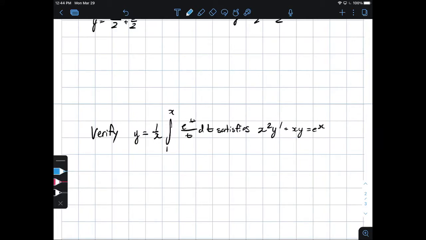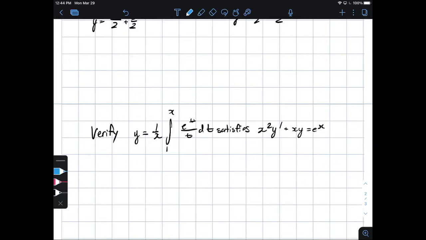Okay. So what we have here is we want to verify something. To verify something, we need to prove that that expression is equal to e to the x. This thing right here. And what you're going to notice is we have an x, we have a y, and we have a y prime.